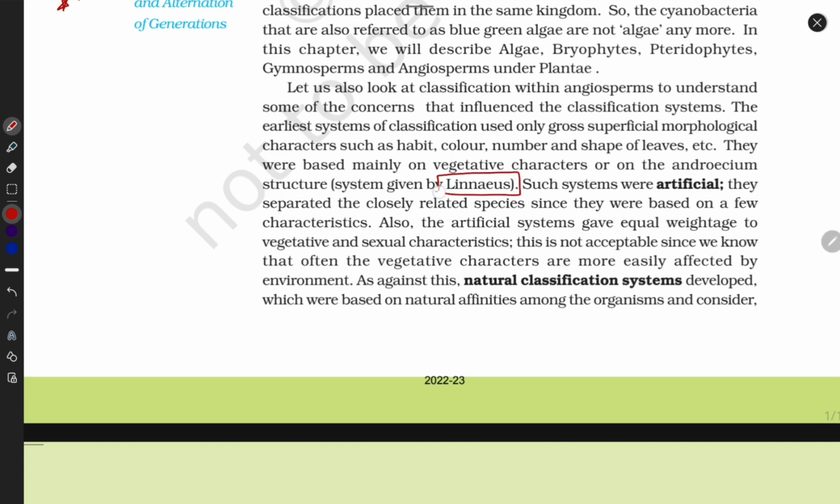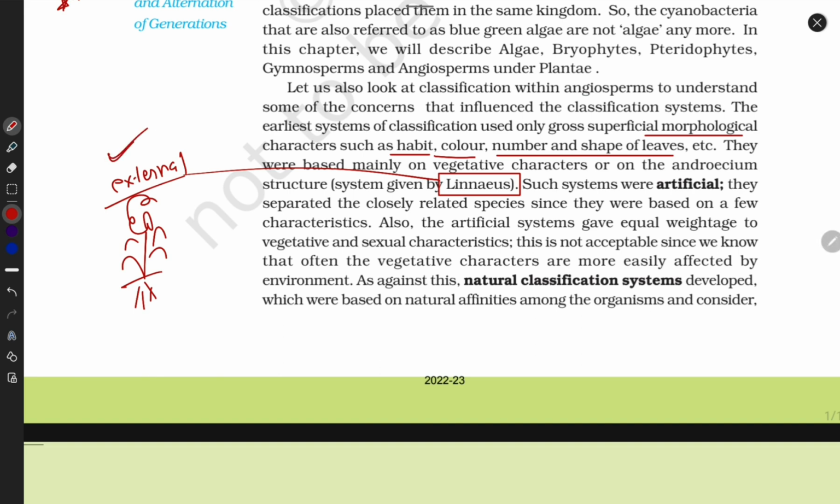Some scientists said to watch plants' external characters. What kind of external features? Like their habitat, where they live, the morphology, color, number and shape of the leaves. So they differentiate plants according to their external features. Alright? In the same artificial classification, they also separate closely related species based on a few characteristics, like their vegetative characters and sexual characters.